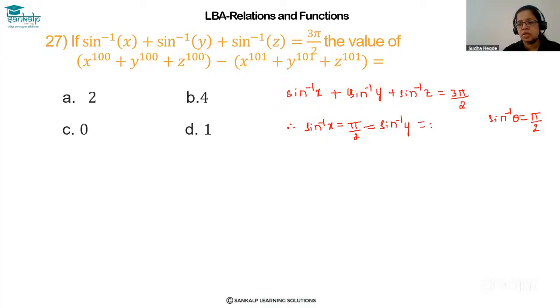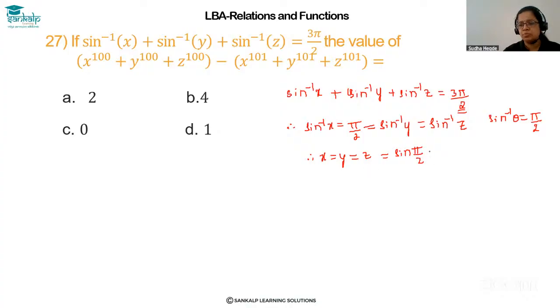That is equal to sine inverse z. So all three must be equal to pi by 2, because the RHS is 3 pi by 2, then only it balances. Because the maximum value is pi by 2, you can take each individual term as pi by 2. Therefore, you can write x is equal to y is equal to z is equal to sine pi by 2.